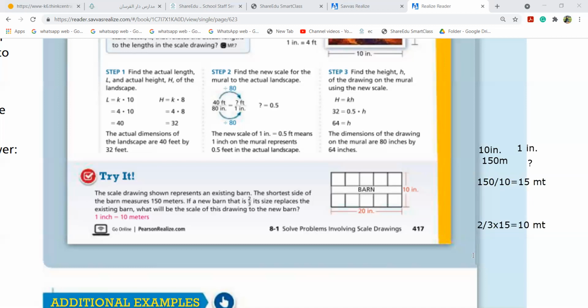That 1 inch is 10 meters. 2/3 of 15, you divide 2 by 3, you get 0.66. And if you multiply with 15, you get 10 meters. Now I'll continue this after 5 minutes. I mean, I will continue this in the next class tomorrow, and let us finish here.